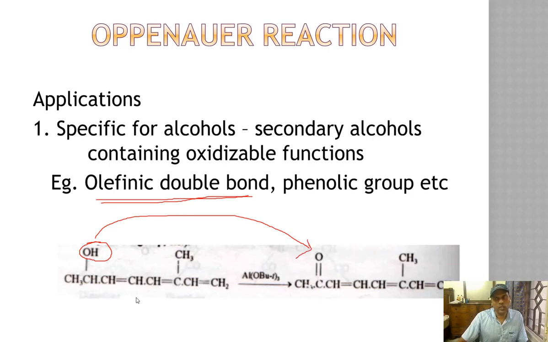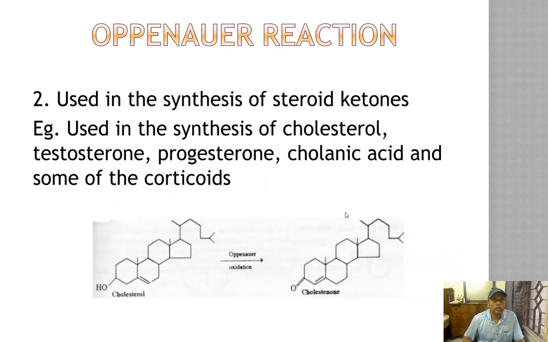Now why are they mentioning this over here using tertiary aluminum butoxide? Because nothing is going to happen to these double bonds. So by keeping them intact, you can change the olefinic double bonded alcohol to the keto form. That is the advantage, the usefulness of this reaction, and it is also used to convert phenolic groups.